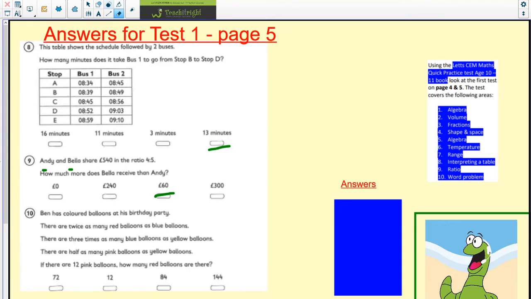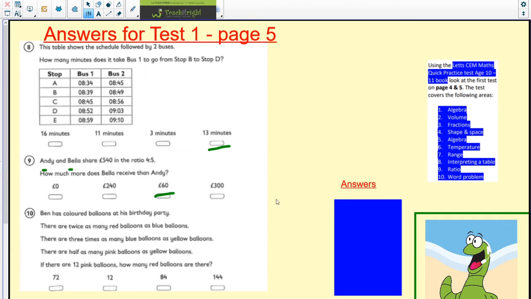So, number 10. I think this is potentially one of the harder questions. So, Ben has coloured balloons at his birthday party. There are twice as many red balloons as blue balloons. There are 3 times as many blue balloons as yellow balloons. And there are half as many pink balloons as yellow balloons. If there are 12 pink balloons, how many red balloons are there?